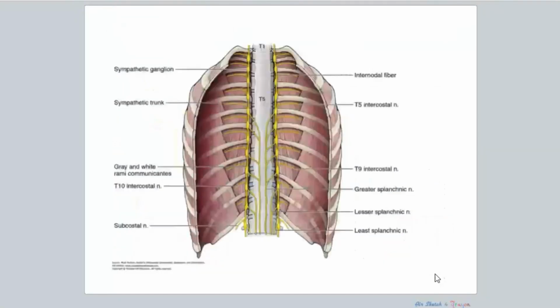And this is a nice picture of those sympathetic chains. There's a sympathetic chain right there. There's a sympathetic chain right there.